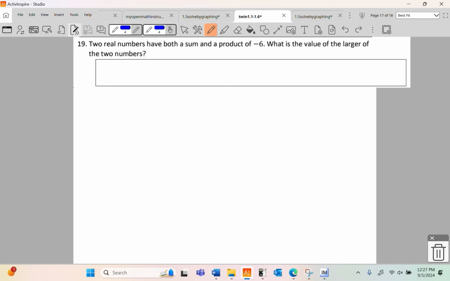Two real numbers have both a sum and product of -6. What is the value of the larger of the two numbers? So I'm just going to call my two numbers x and y. Those are my two numbers. And I know they have a sum and a product. So if I take x and y and I add them together, I get -6. And if I take x and multiply it by y, I also get -6. It says they're real numbers. It doesn't say they're pretty. Like, I don't think it's going to be like 2 and 4. It's going to be some crazy decimal, might even be some radicals of some sort, but it's going to be something not too pretty looking.